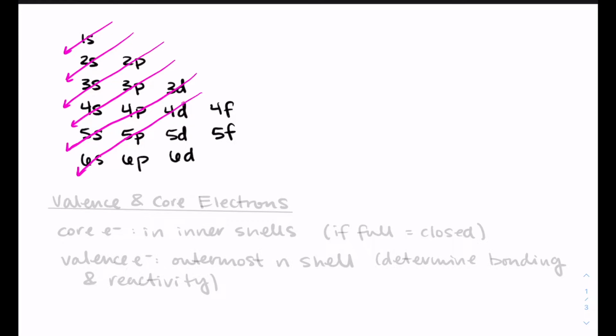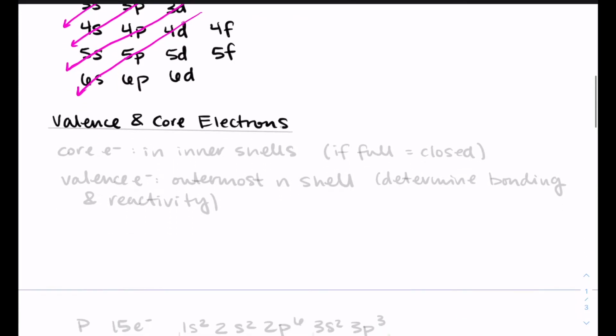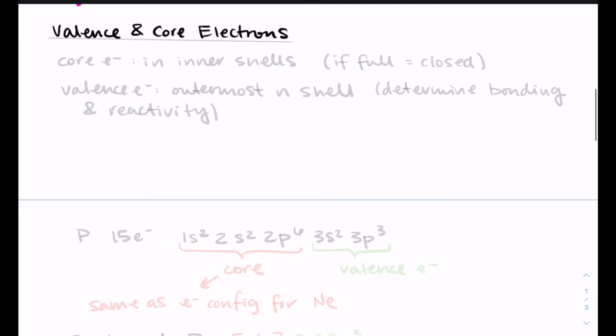Once we have these electrons in specific places, we can start to label them as different types of electrons based on where they are. So this is where we label valence and core electrons. The core electrons we consider to be anything in an inner shell. We might call it a closed shell, something that's full. So every orbital in that quantum number level has electrons in it.